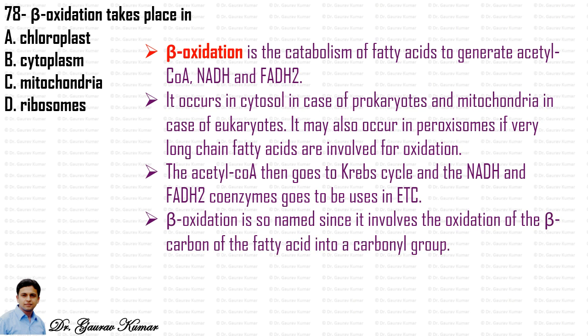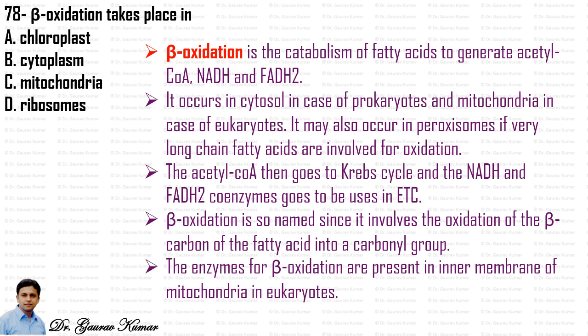Beta oxidation is so named since it involves the oxidation of the beta carbon of the fatty acid into a carbonyl group. The enzymes for beta oxidation are present in the inner membrane of mitochondria in eukaryotes. So the option C, that is beta oxidation takes place in the mitochondria, is correct.